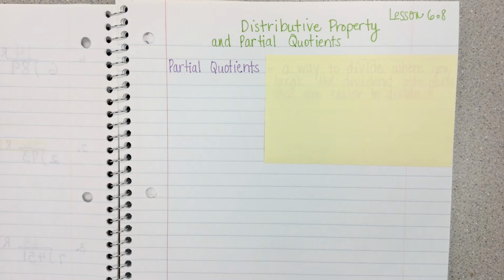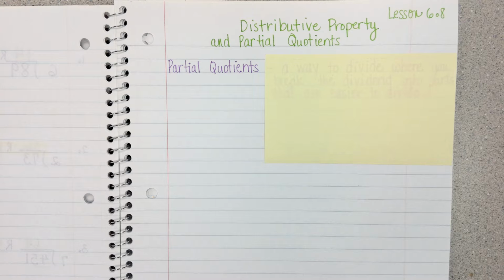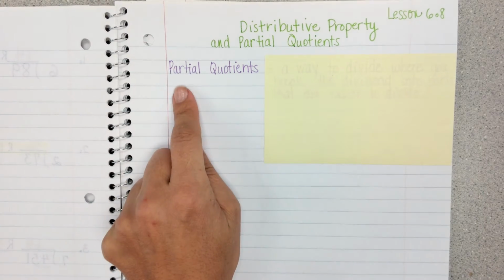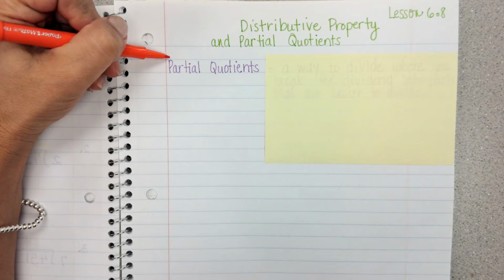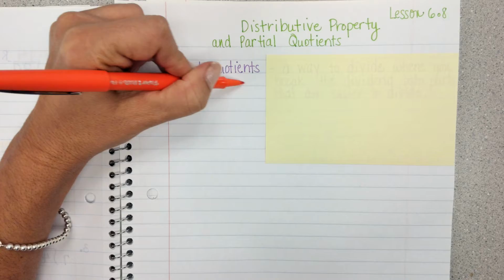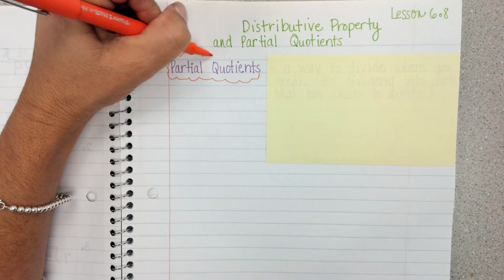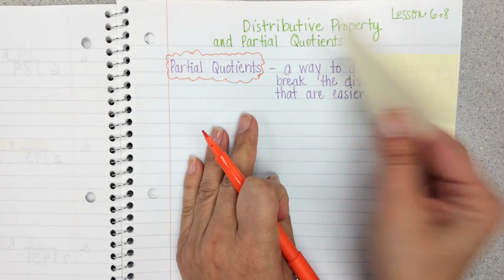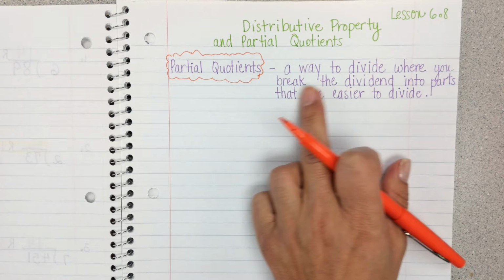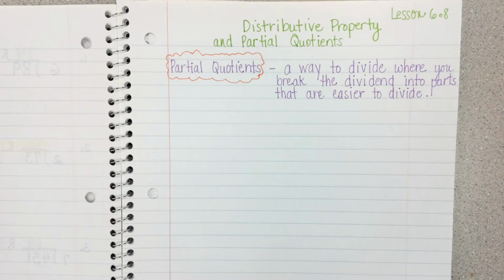Today we're doing lesson 6.8. It's called the distributive property and partial quotients. We're going to focus a lot on partial quotients. So your first definition will be partial quotients. You may write all that down. The definition for partial quotients is a way to divide where you break the dividend into parts that are easier to divide.